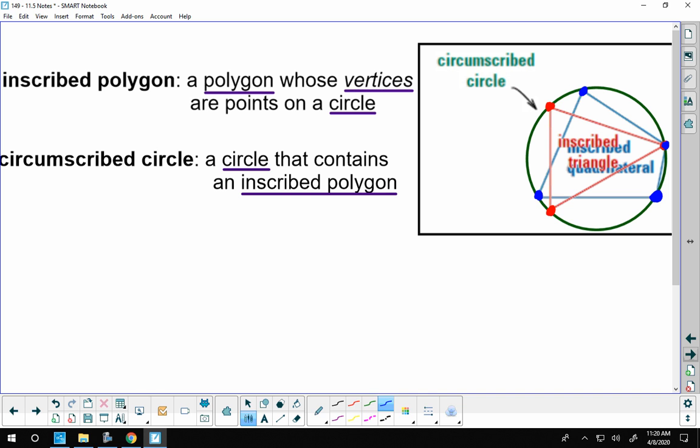So then what's a circumscribed circle? It's this green circle here. And by definition, it's a circle that contains an inscribed polygon. So we call this a circumscribed circle because it has an inscribed polygon on the inside.